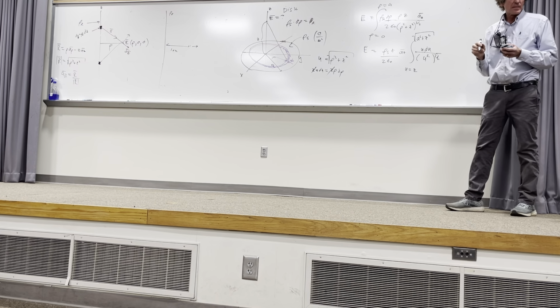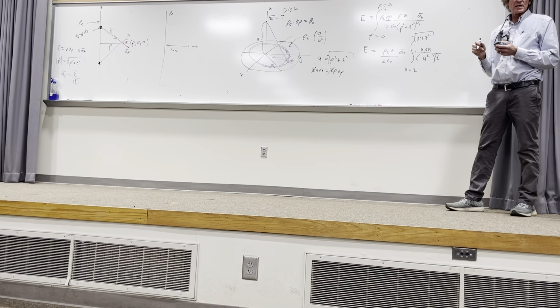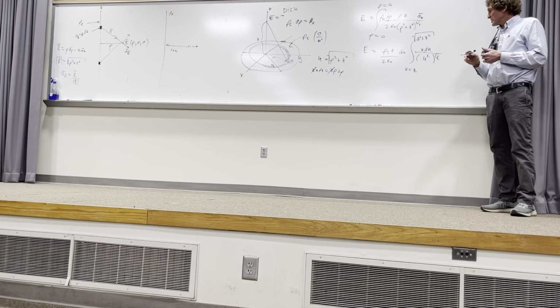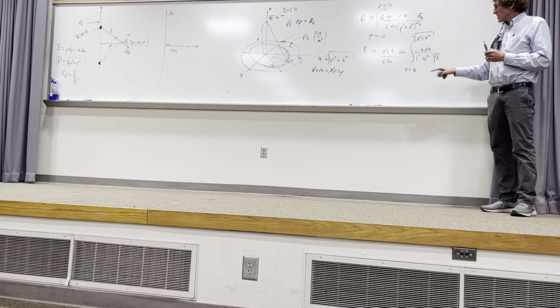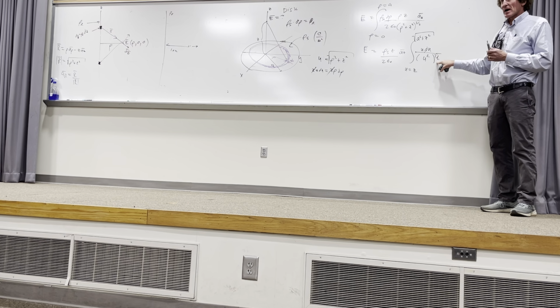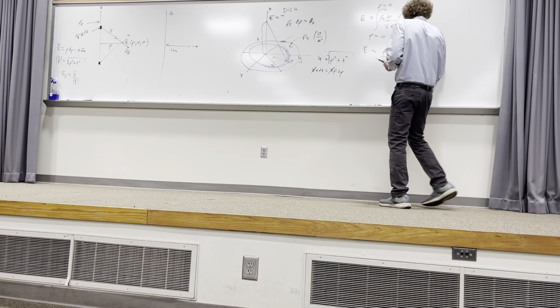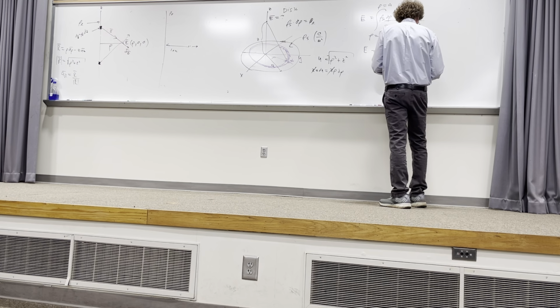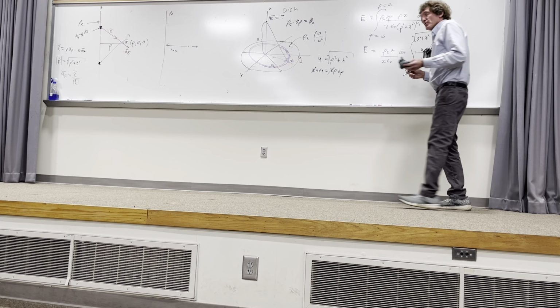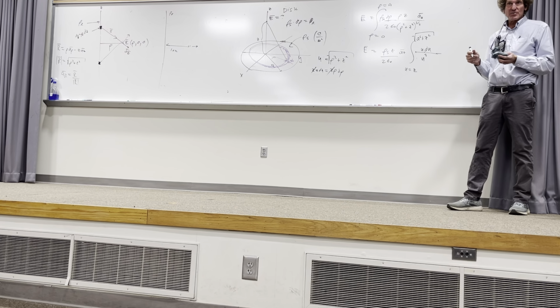Y'all with me? I just replaced the limits. Instead of having limits with rho, now they're limits with U. Follow me on this? Now, why is this a nice one? Just take a look. U squared to the 3/2 power is U cubed, right? U cubed divided into U is 1 over U squared, right?